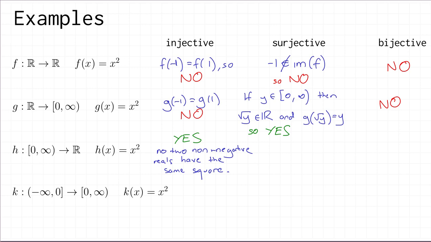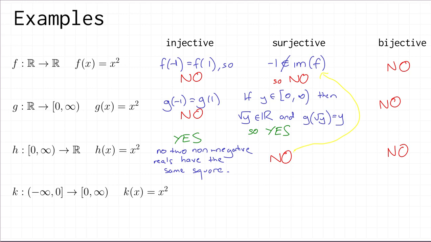Okay, is it surjective? Of course, the answer is no, right? The answer is no for the same reason that f was not surjective. And of course, it is also not bijective, because to be bijective, you've got to be injective and surjective. This one isn't surjective.